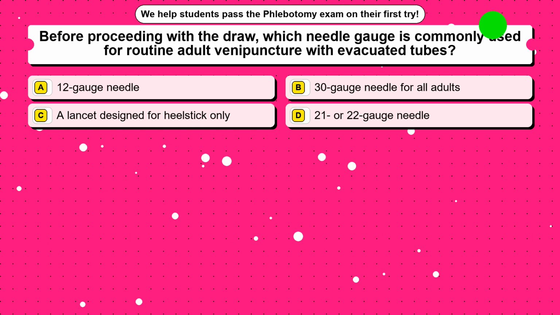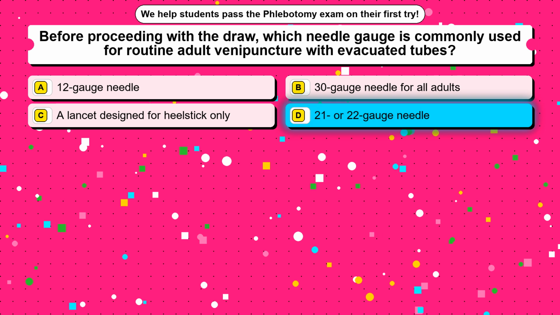Question 32. Before proceeding with the draw, which needle gauge is commonly used for routine adult venipuncture with evacuated tubes? Option A, 12 gauge needle. Option B, 30 gauge needle for all adults. Option C, a lancet designed for heel stick only. Option D, 21 or 22 gauge needle.